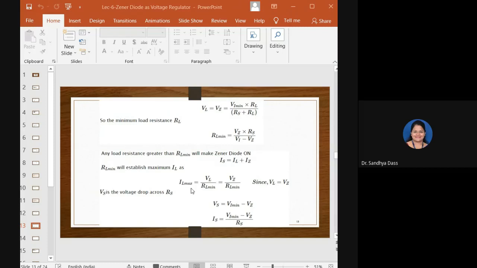In other words, when the load current is maximum, what will be the value of the Zener current? Can anyone tell me here? How is it varying? If the load current is maximum, how will the Zener current get affected? Whether it will increase or decrease? It should decrease. Can you justify that?